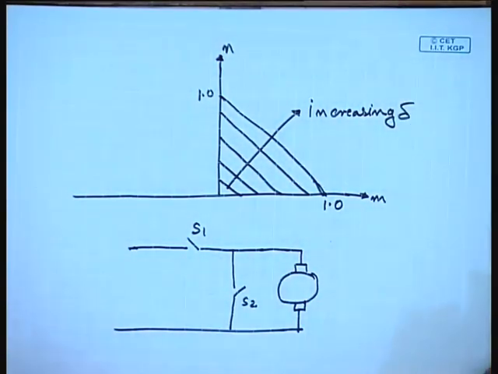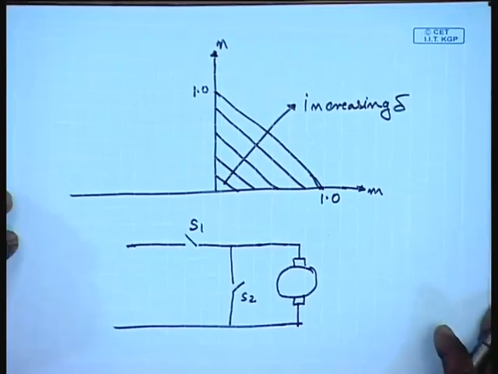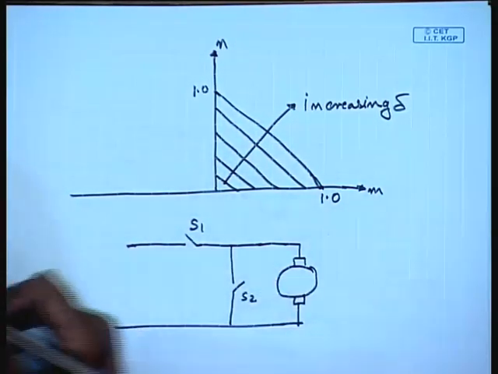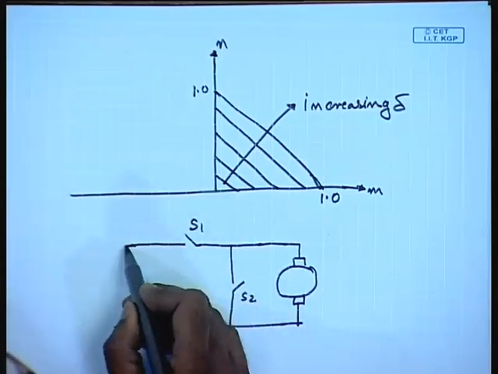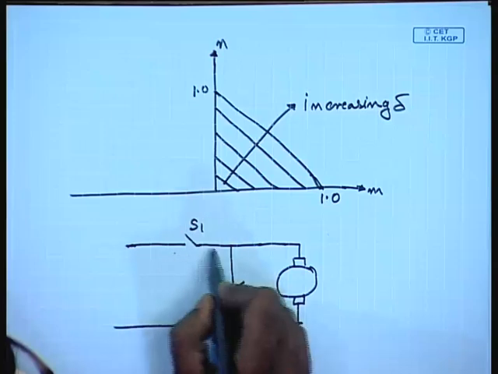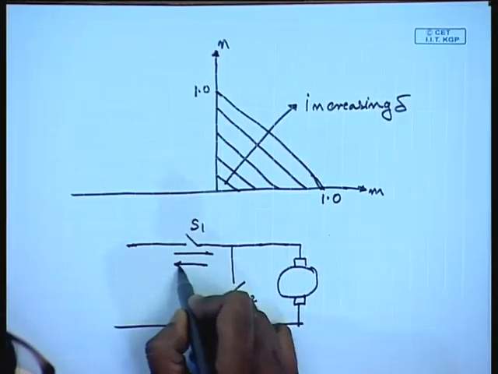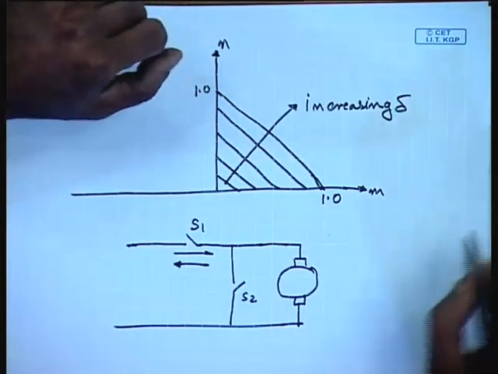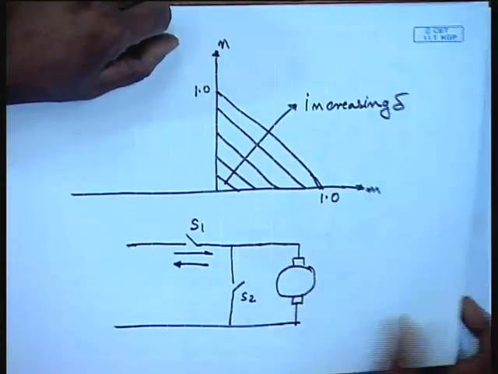Interesting thing to note is that if these switches can allow average current to flow in the reverse direction, that is, instead of current flowing in this direction, if it allows in this direction also, then the same circuit can be used for regenerative braking. Reason is very simple.